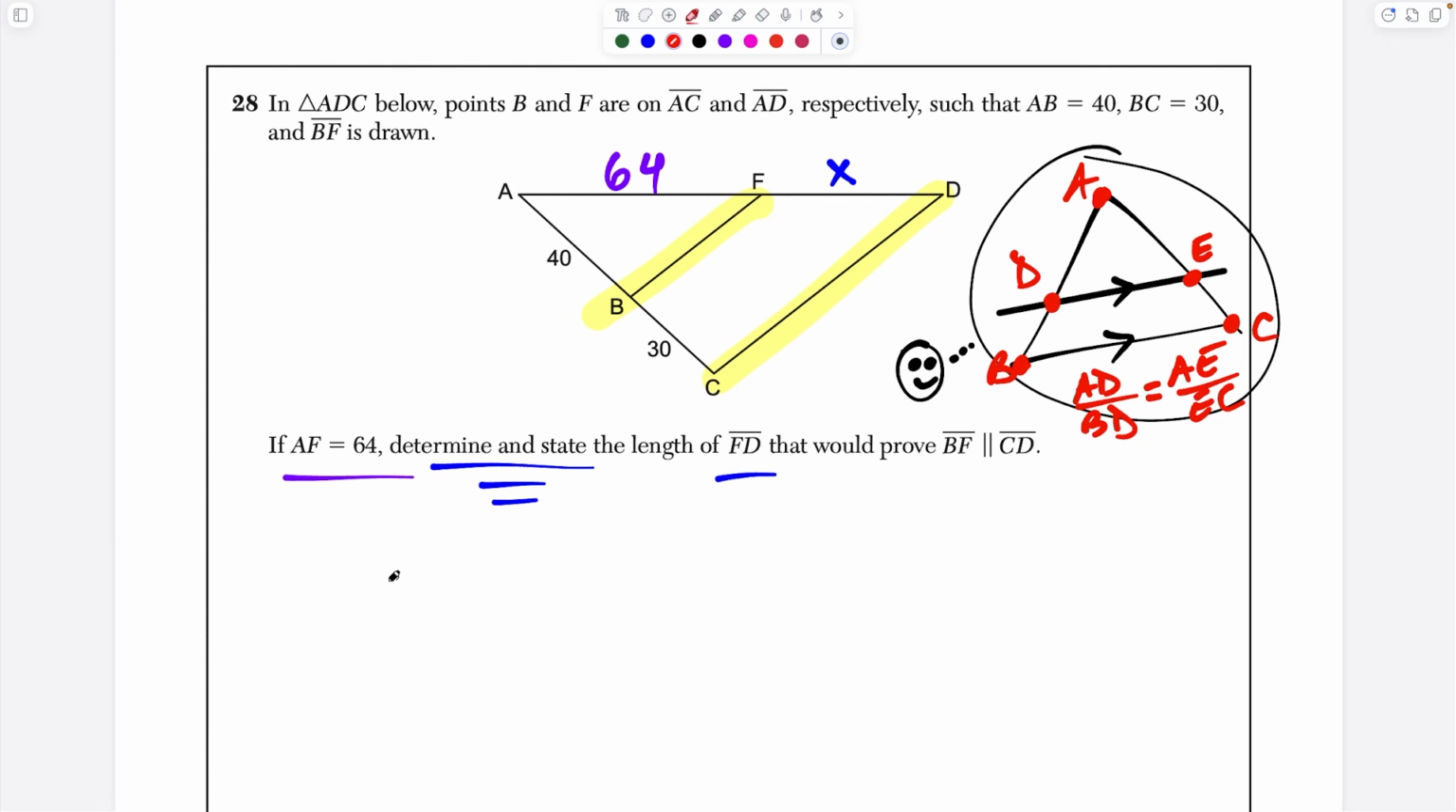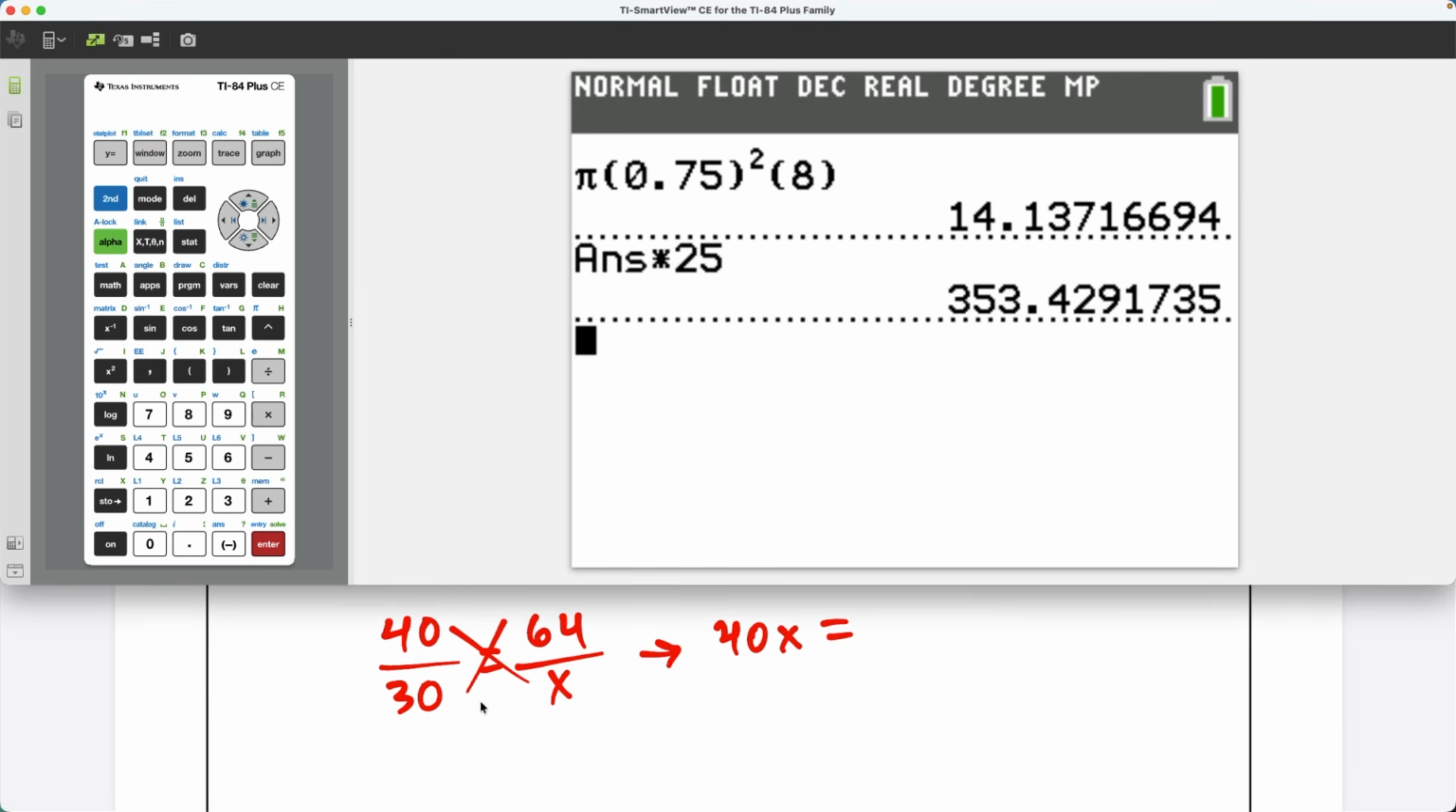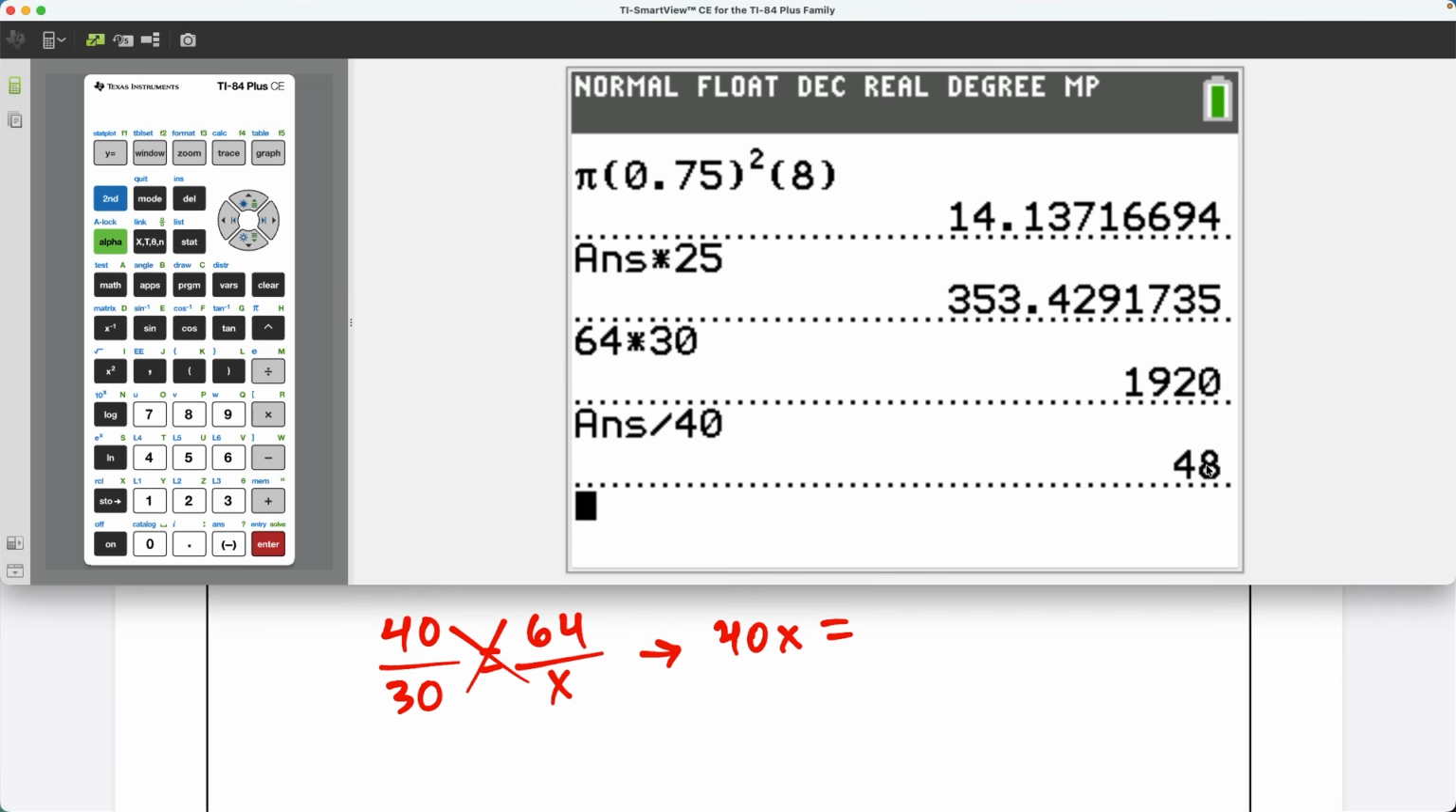So here I'm going to say that 40 over 30, this ratio, has to be equal to 64 over X. And then from here, all I have to do is just cross multiply and solve for X. So I have 40X equals, I'll just work this out, 64 times 30. And then I'm going to divide both sides by 40 eventually, so I'll just do that now. We divide both sides by 40, and we're going to get X is 48.